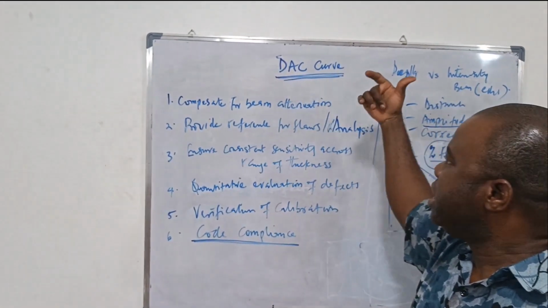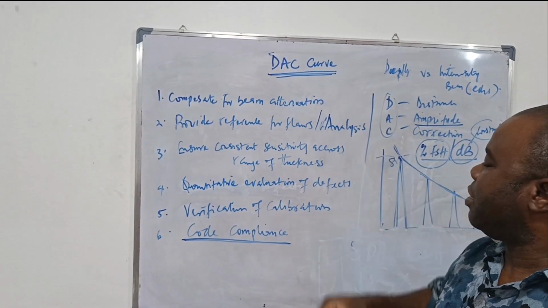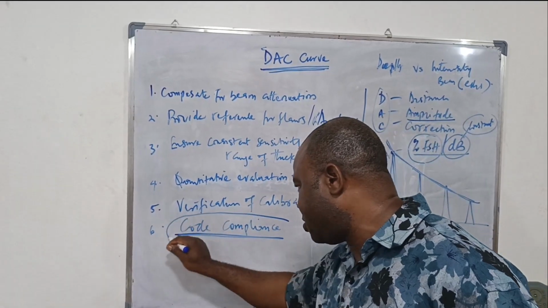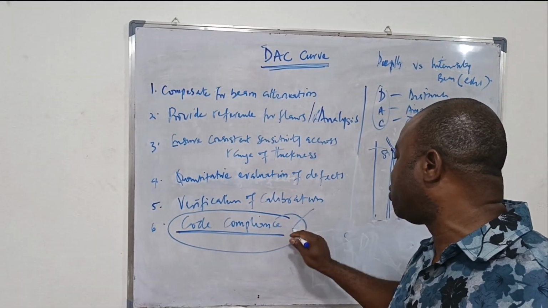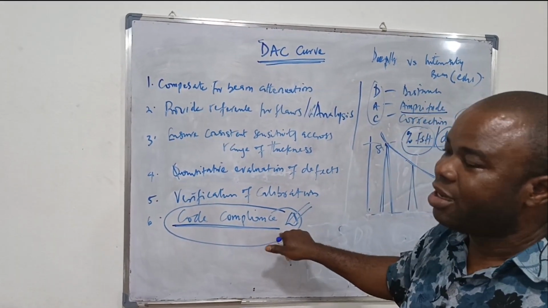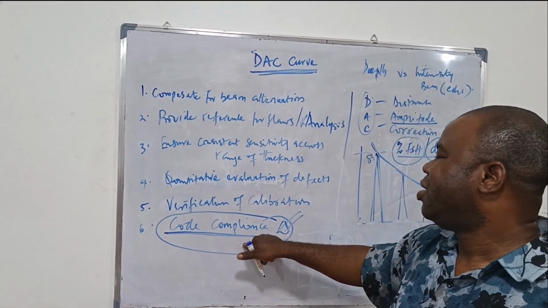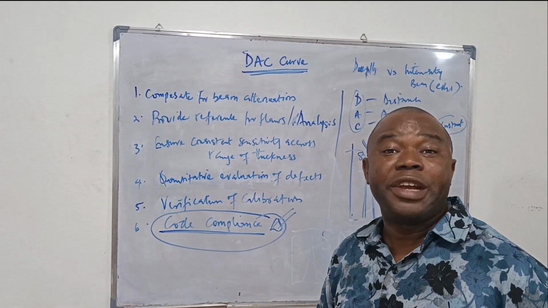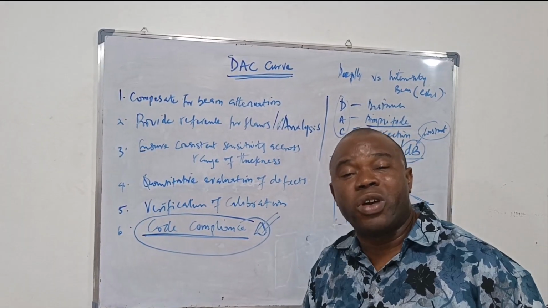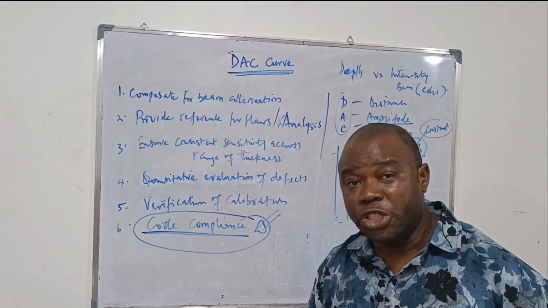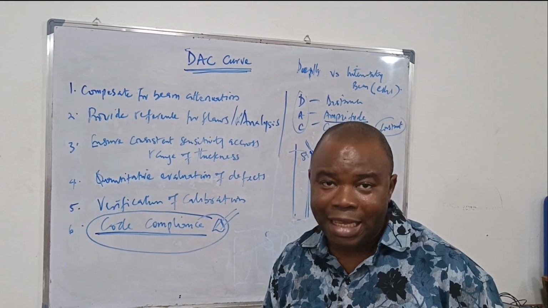Now, why do we need DAC? If I start from number 6, which sometimes will compel you to draw your DAC, it is code compliance. Your procedure may require that you plot and draw a DAC before you start doing the job. You have to comply.